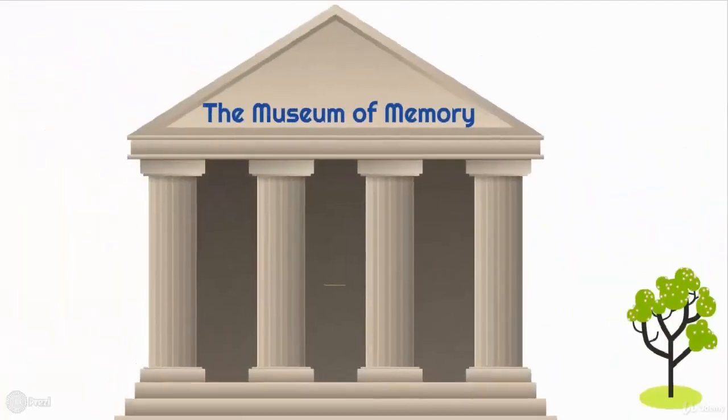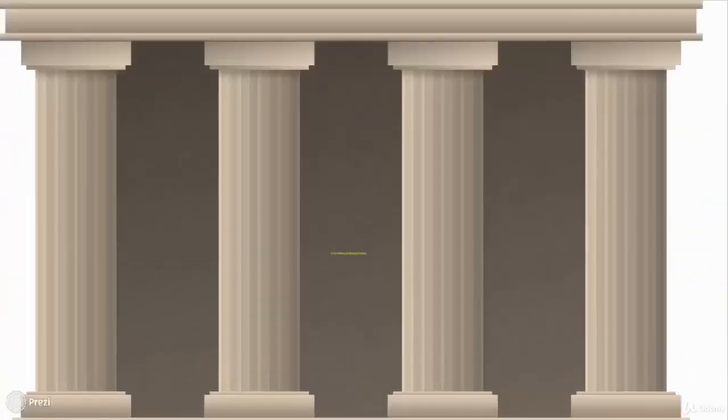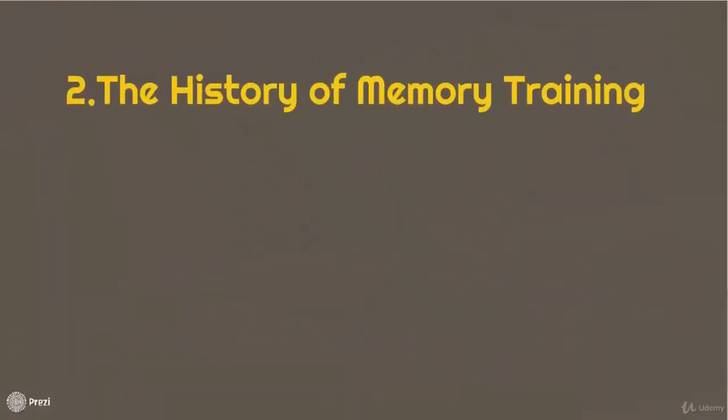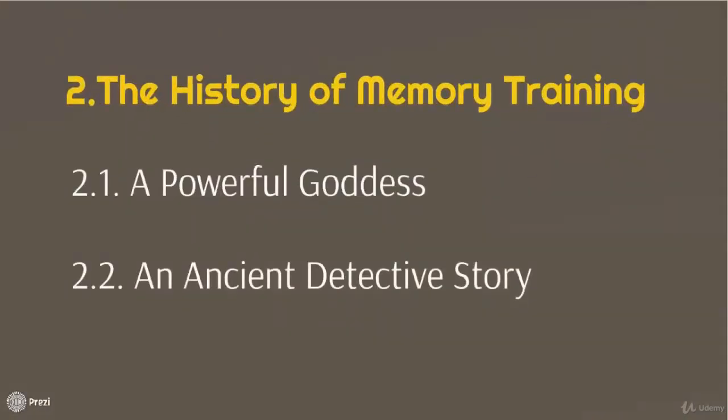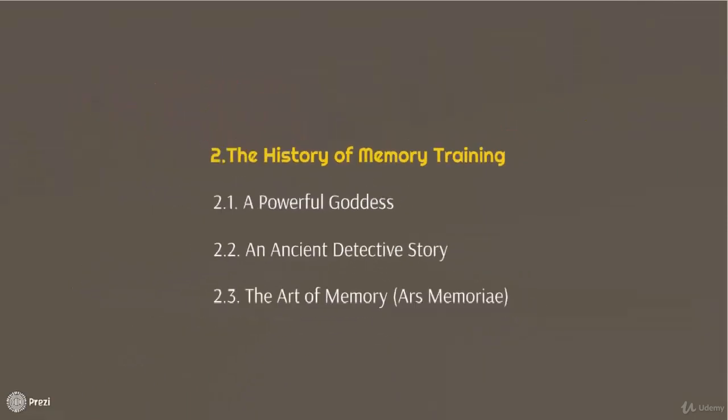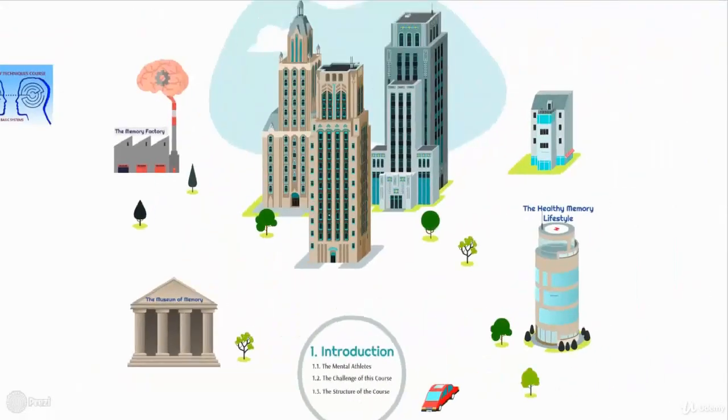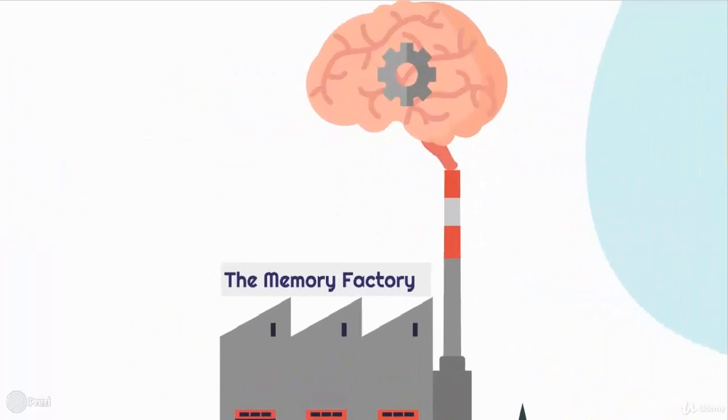Then we go to the Museum of Memory, where we will see the evolution of the art of memory over the centuries. Next, we will visit the Memory Factory, where we can see how the memories are created and what memories look like in our brains.